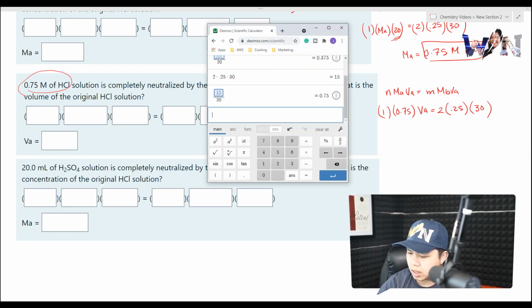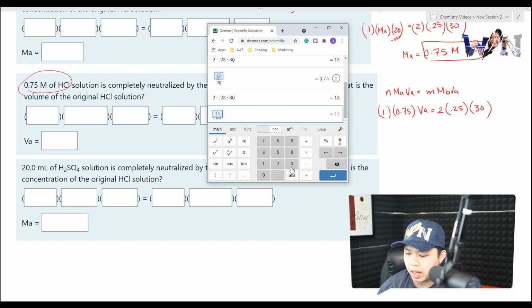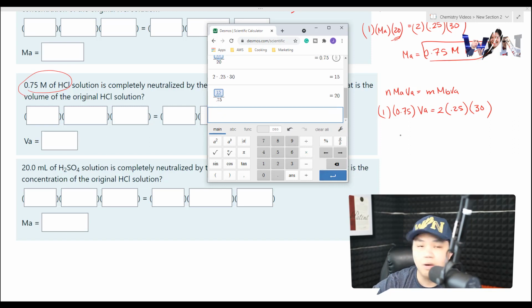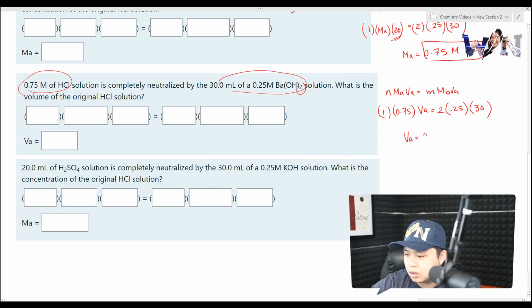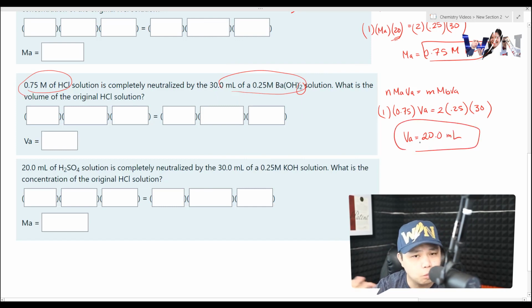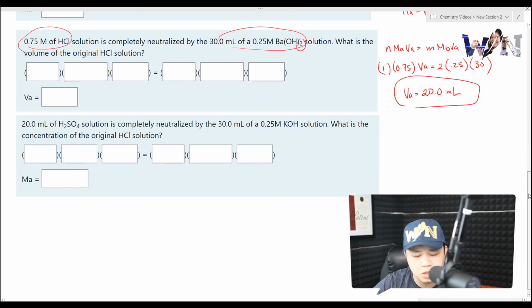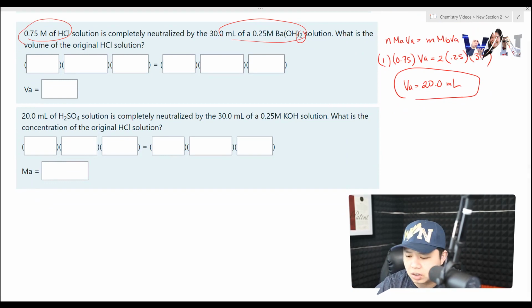So let's plug into our decimal calculator. We have 2 times 0.25 times 30. See how that works? Just plug it in and divide it on this side, so put answer divided by 0.75. There you go, and look at that. Our volume is 20 milliliters. See how this is so much easier? You don't have to worry about writing out the balanced chemical equation. It makes your life so much easier, okay?